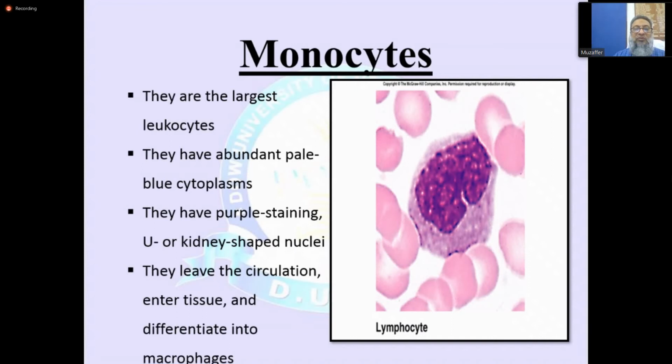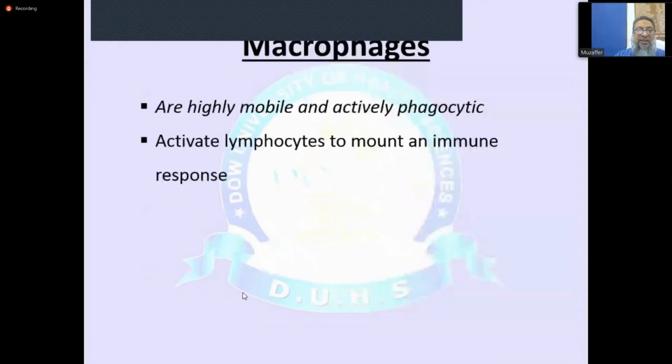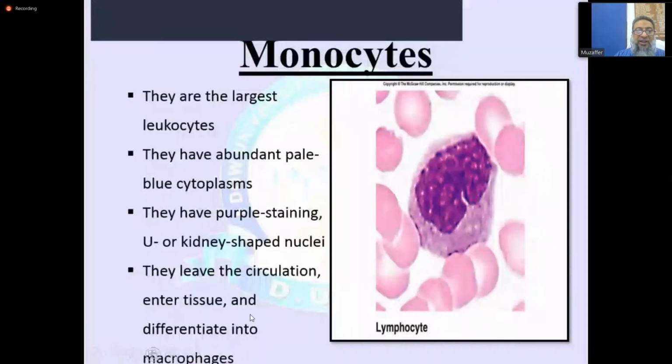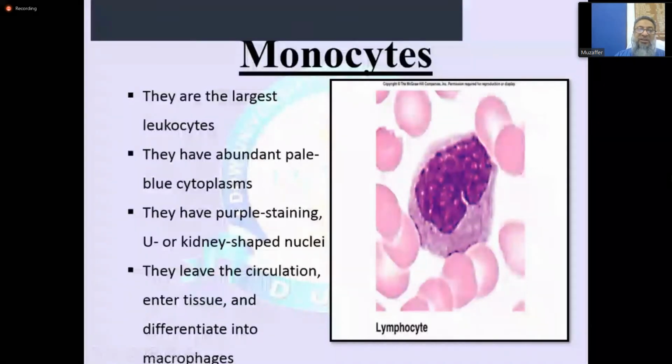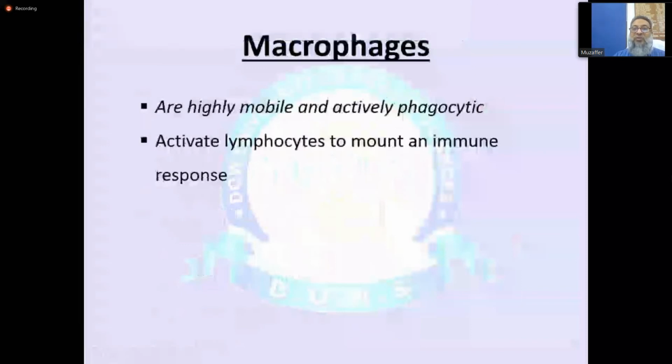So these macrophages provide very good defense against invading microorganisms. You have to remember all this. When monocytes enter the tissue and differentiate into macrophages, they start engulfing the microorganisms. They are highly mobile and very actively phagocytic, and they activate the lymphocytes to mount an immune response.